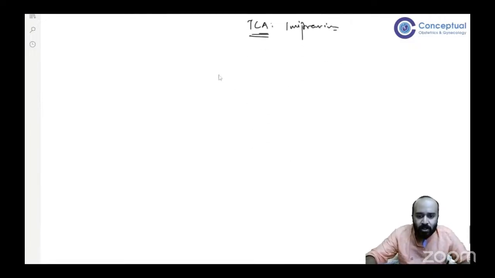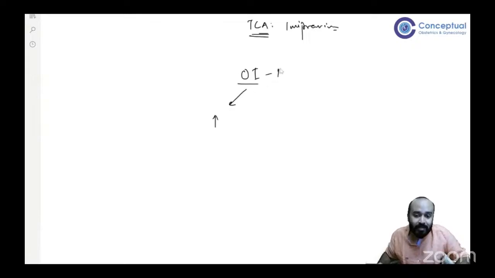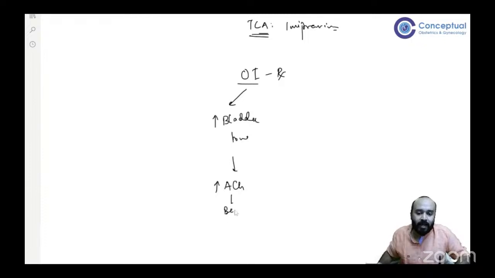Next, if I have to give any medical management for SUI, I've already spoken, there is no management. The other thing that I can do is for overflow incontinence, wherein the bladder is getting filled completely and is not able to contract. In that scenario, the treatment is going to be to increase bladder tone because the bladder is lying all flabby. So how do I increase the bladder tone? I give something that increases the acetylcholine. The drug name is bethanechol.